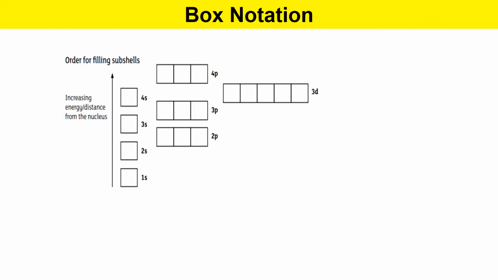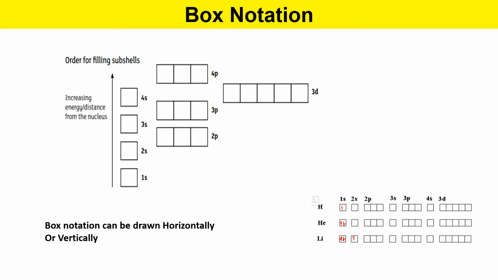We can write the electronic configuration as we have discussed, for example 1s2, 2s2 and so on, or we can actually illustrate it using box notation where the boxes represent orbitals. So if you have a look, you can see we have here orbitals for each of the subshells. We sometimes can also see this drawn horizontally as well as vertically.